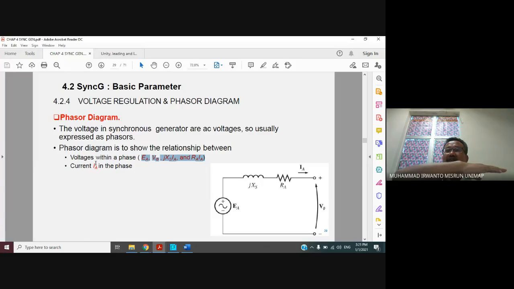If they appear together, meaning the current is in phase with the voltage, this one is unity. That is the logic; easy to understand. I repeat again about this one.